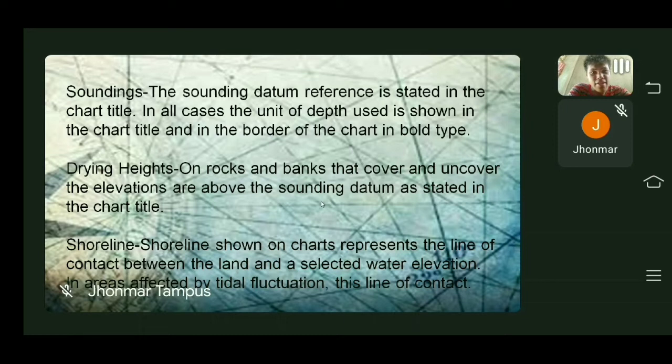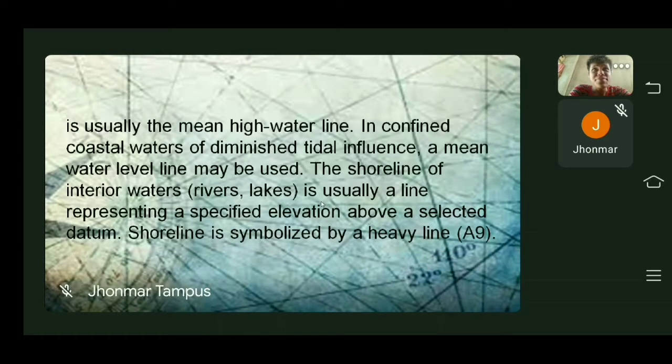Shoreline. Shoreline shown on the chart represents the line of contact between the land and a selected water elevation in areas affected by tidal fluctuation. This line of contact is usually the mean high water line. In confined coastal waters of diminished tidal influence, a mean water level line may be used. The shoreline of interior waters, rivers, and lakes is usually a line representing a specified elevation above a selected datum. Shoreline is symbolized by a heavy line, A9.